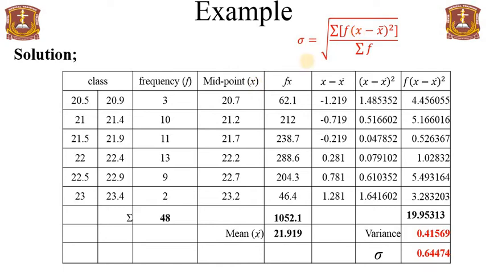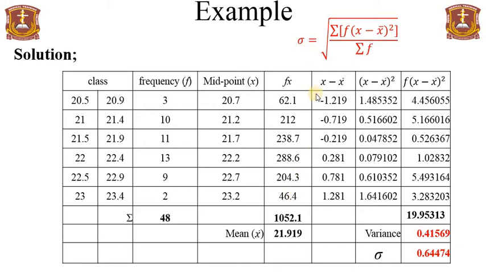Then we get to the product of the corresponding frequency of the classes and the midpoint. That is a very important column for finding the mean, because remember, we will need this mean to find the variance and the standard deviation. So for f times x, that will simply be the x we have here, 20.7, times the corresponding f, which is 3 in this case, and you get 62.1. 10 times 21.2, you get 212. 11 times 21.7, you get 238.7, etc.